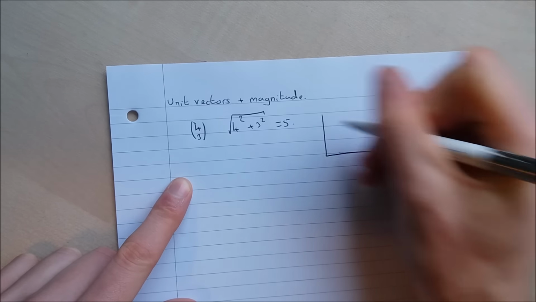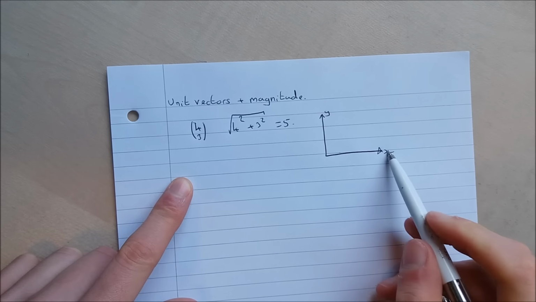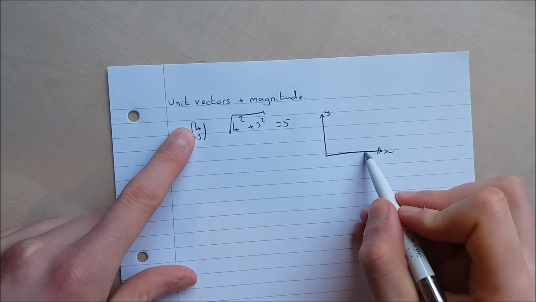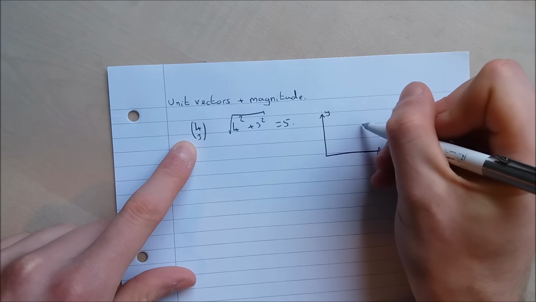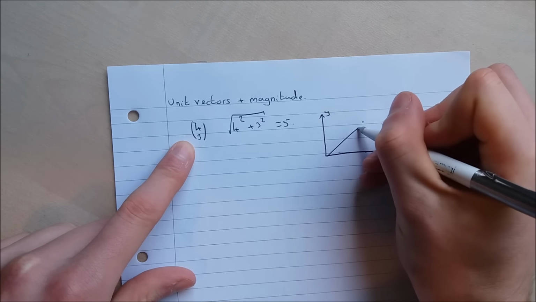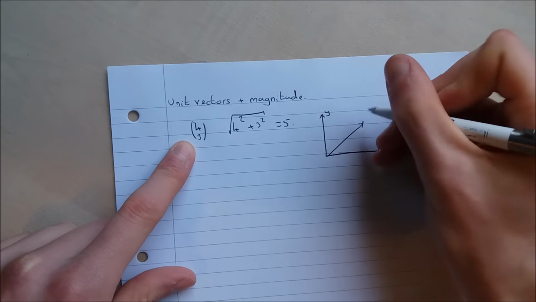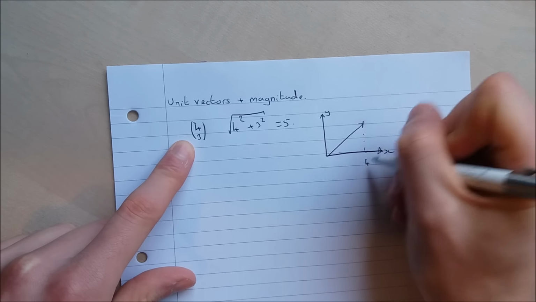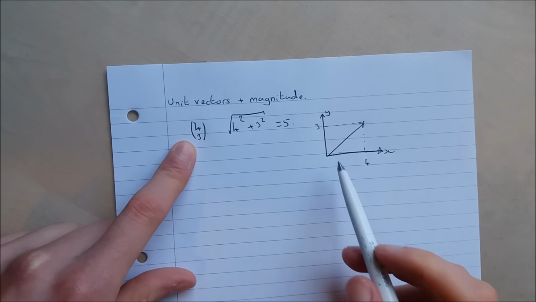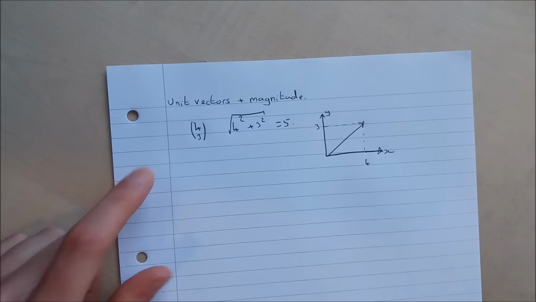So you've got your x and y axis. The x axis is 4, so about here, and the y axis is 3. So it's going to be about this point. It's going to come from the origin, and so that's 4 and 3. And this forms a right angle triangle, so you can use Pythagoras.